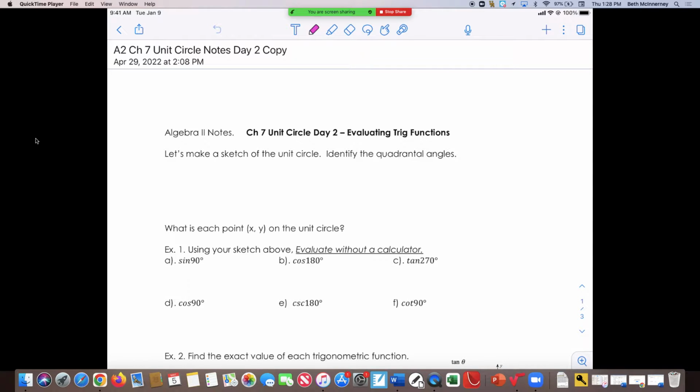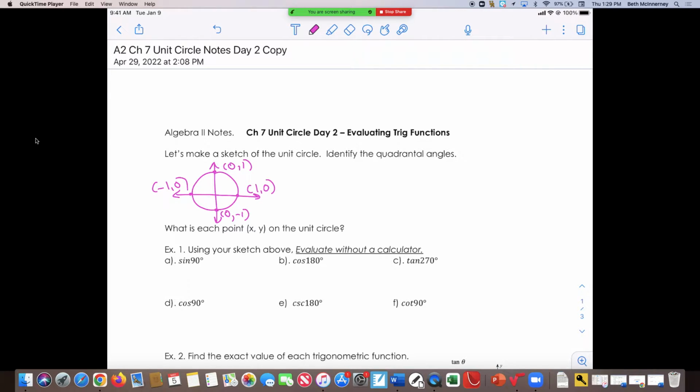We're not going to be doing anything new. We are just going to go over this and make a nice connection between the unit circle and what we had been doing. So it says, let's make a sketch of a unit circle. We're making a little one. And what makes a circle a unit circle?